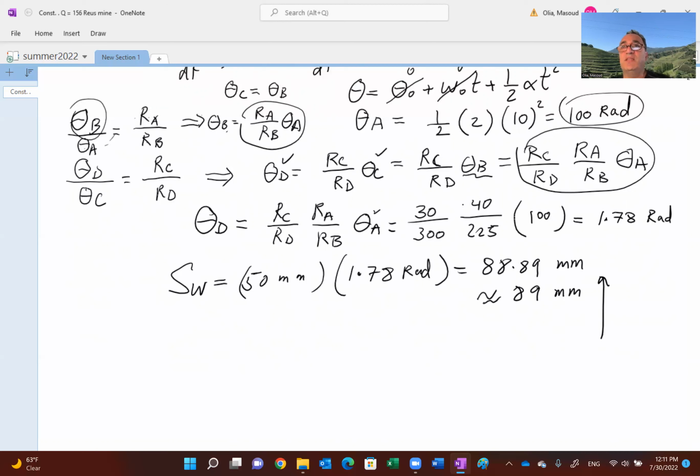So basically we had here a reduction of motion. So actually the speed is going down, or as a result, we started with theta of 100 radians, and the theta has gone down.